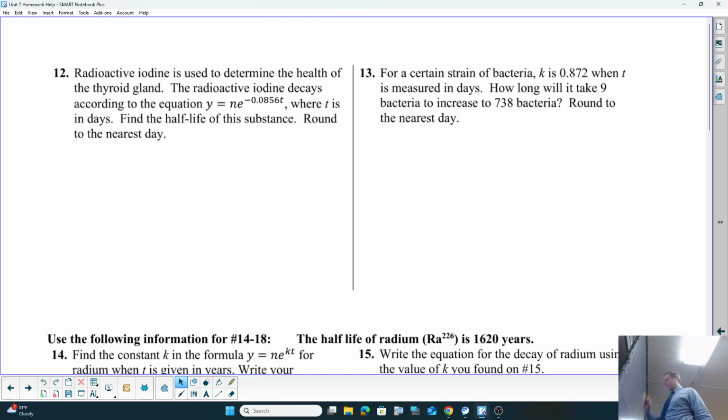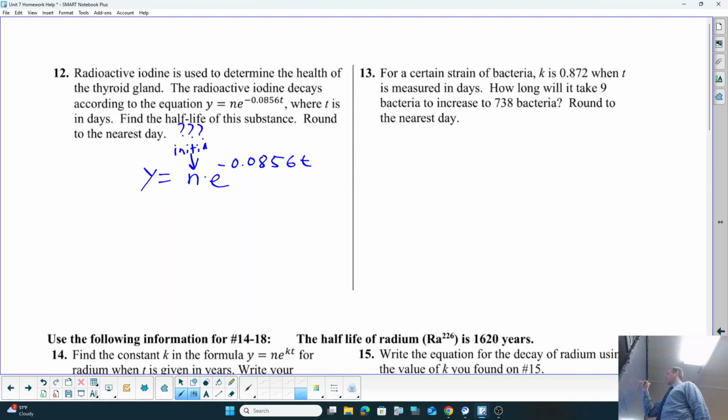So your half-life is the key to this problem. You have an equation, y equals n times e to the negative 0.0856 t. But how do we set this up with half-life? Well, n is your initial population. So you choose a number, like 50 or 1, and then the other side needs to be half of that. If you choose n equals 50, then y has to equal 25, so that when you divide it over, you get half.